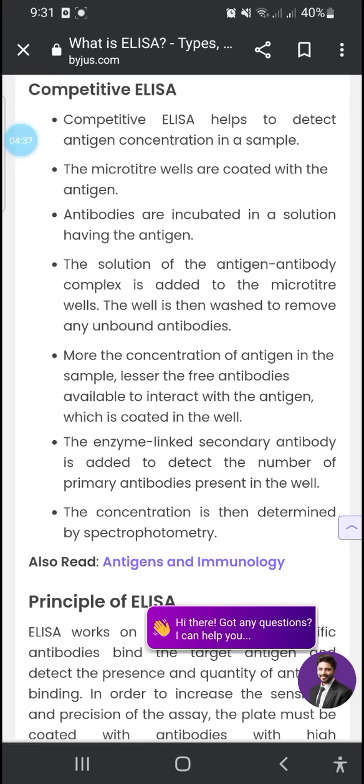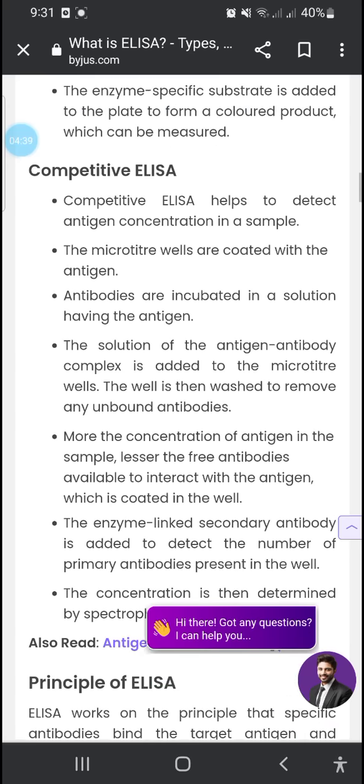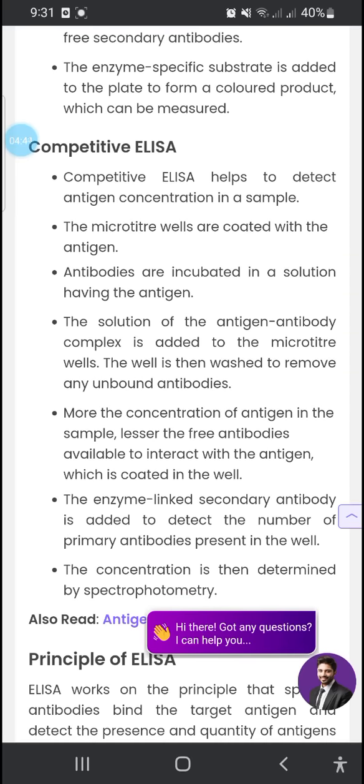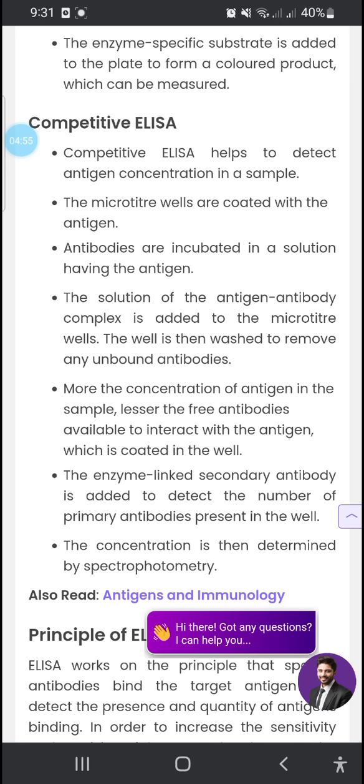The well is then washed to remove any unbound antibodies. The more the concentration of antigen in the sample, the fewer the free antibodies available to interact with the antigen which is coated in the well. The enzyme linked secondary antibody is added to detect the number of primary antibodies present in the well. The concentration is then determined by spectrophotometry. So it was all about a short introduction and types of ELISA.